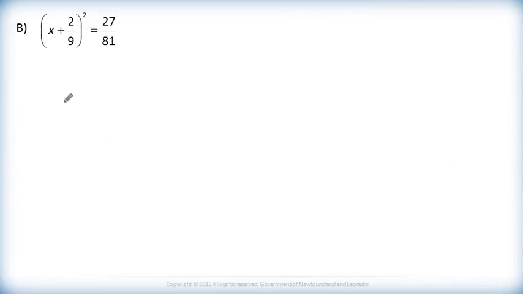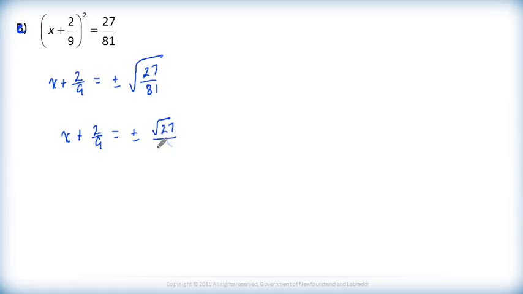In this third one, we have (x plus 2/9) squared, and I see that should have been a c there, not a b. (X plus 2/9) squared equals 27 over 81. So we'll take plus or minus the square root of 27 over 81. Now, we got a couple of things going on here. One of them is that we need to take the square root of 27 and the square root of 81 in that fraction there. So the square root of 81 is 9. What are we going to do with that square root of 27?